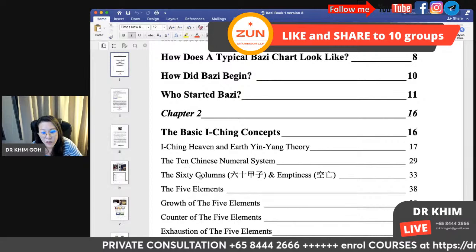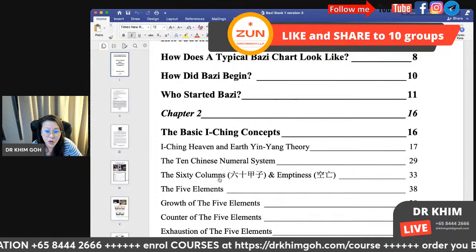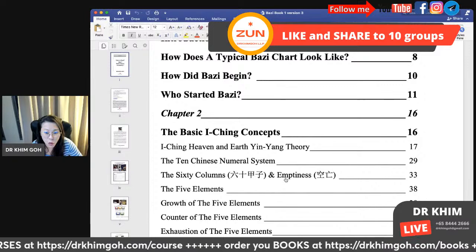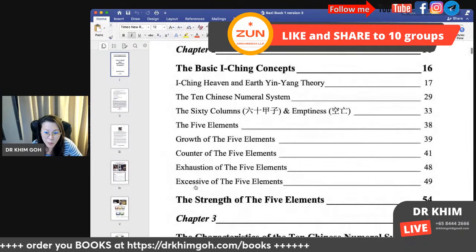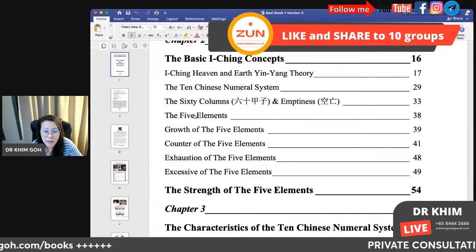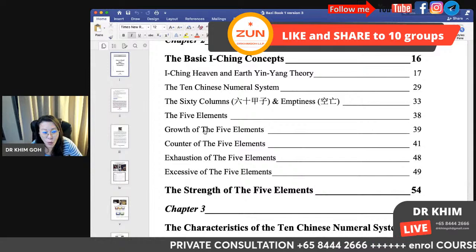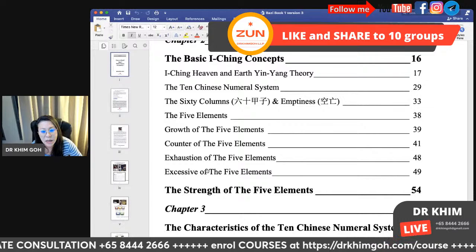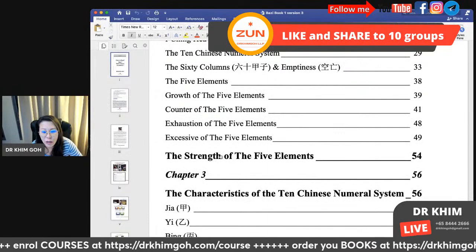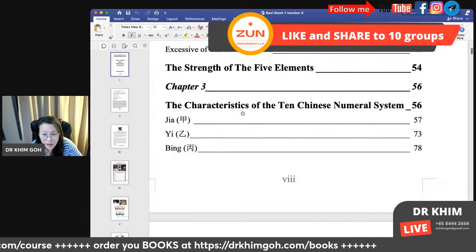Okay? Then the book also covers the 60 columns, which is the 60 Jia Zi, and explains the emptiness, which also includes the explanation of the 5 elements, which is also very important. This is the part where you will know fortune or disasters, apart from heaven, earth, yin and yang. So you will learn the growth part, the counterpart, the exhaustion part, and the excessive part with examples. Then how do you measure the strengths, and then the characteristics of the 10 Chinese numeral system.